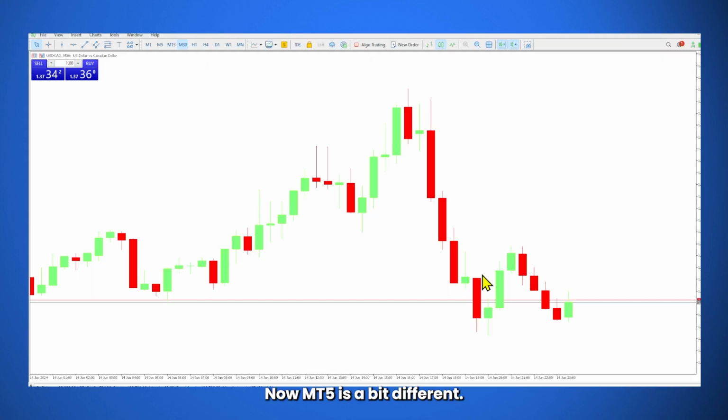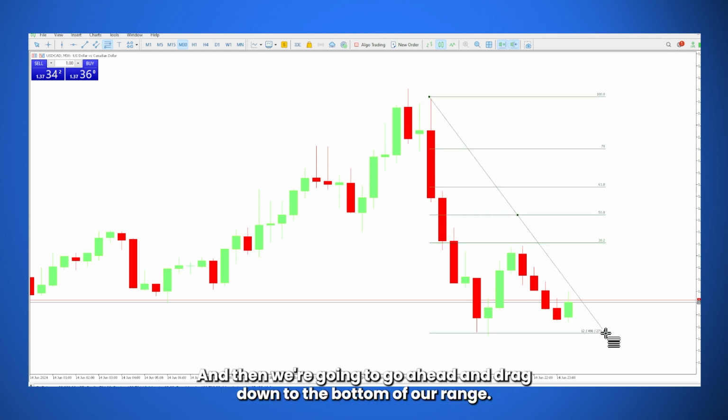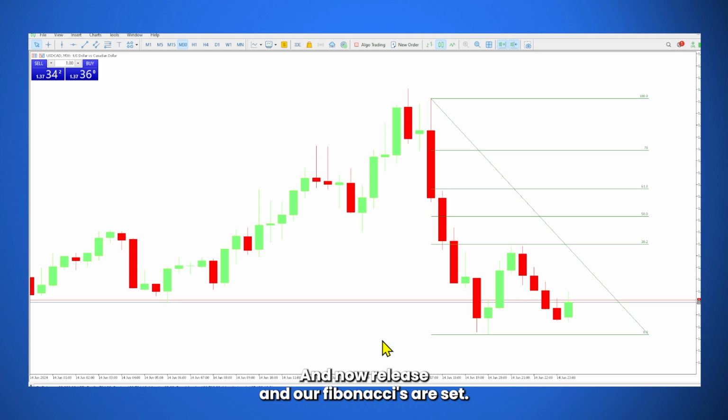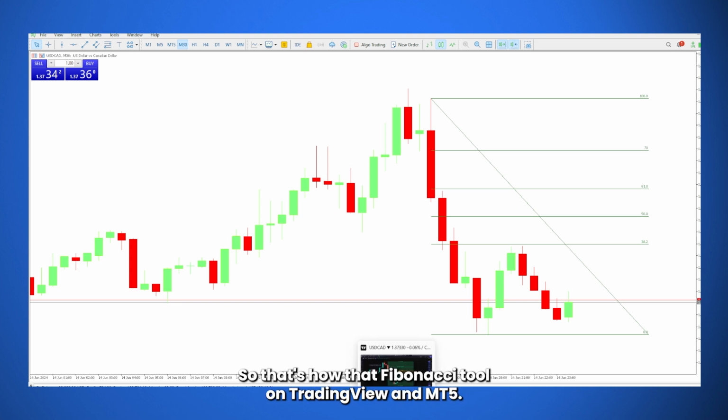Now MT5 is a bit different. There's our Fibonacci icon up in the upper toolbar. Go ahead and give that a click. Go to our desired top in this case. We're going to go ahead and click. Now you must click and hold on MT5, and then we're going to go ahead and drag down to the bottom of our range and now release, and our Fibonacci's are set. So that's how to add Fibonacci tool on TradingView and MT5.